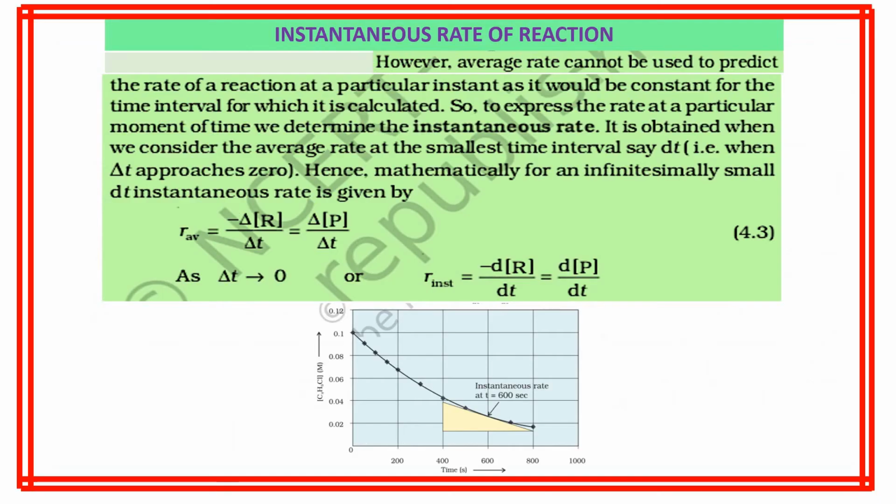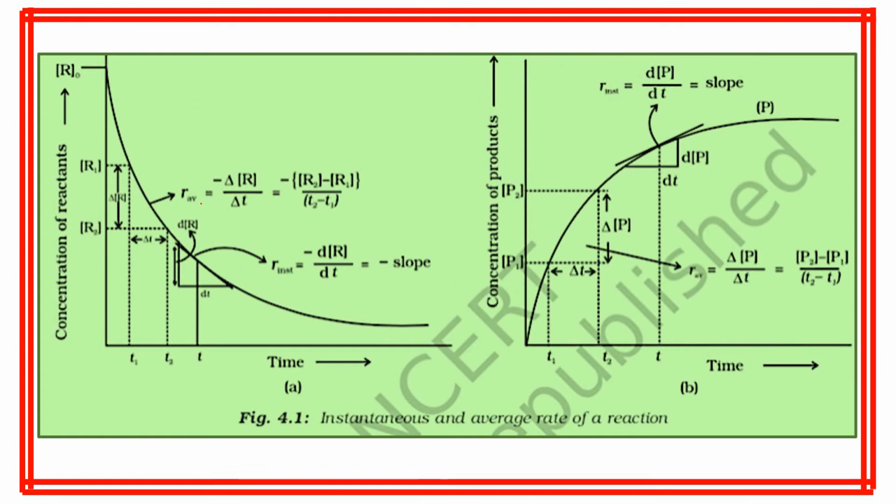Now we'll take this graph. In this graph, on the x-axis I have taken time. On the y-axis I have taken concentration of reactant. Now, how to calculate the average rate? It is the change in the concentration of reactant with respect to the change in time.